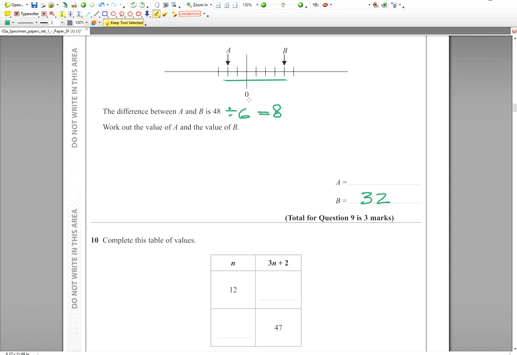A equals, because we're counting now in 8s, going up this way. We will go backwards, so we have to minus 8. So minus 8 and then minus another 8 will give us minus 16. Are we happy with those? Who got those two right?